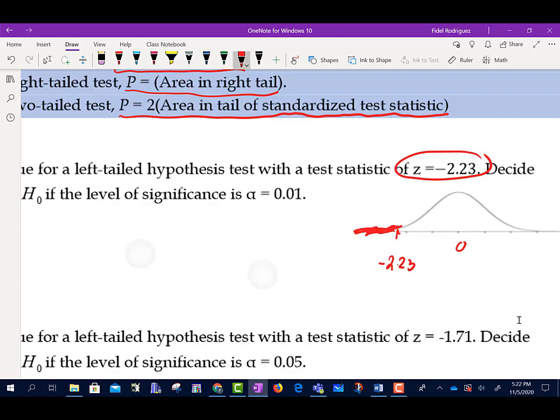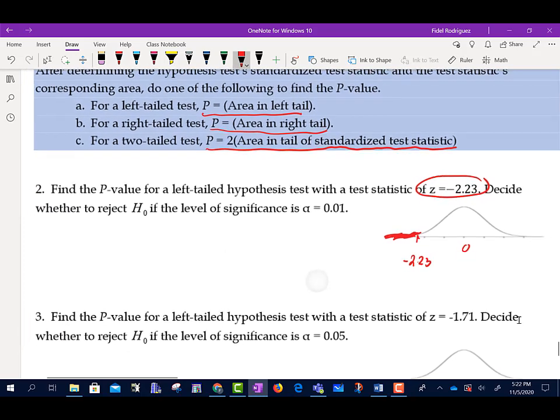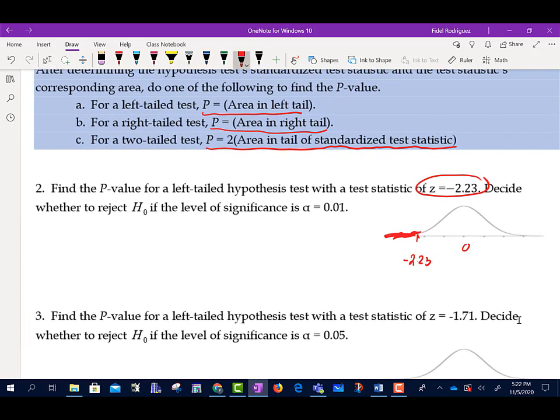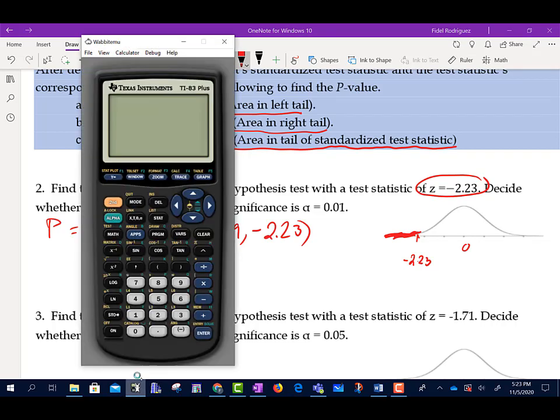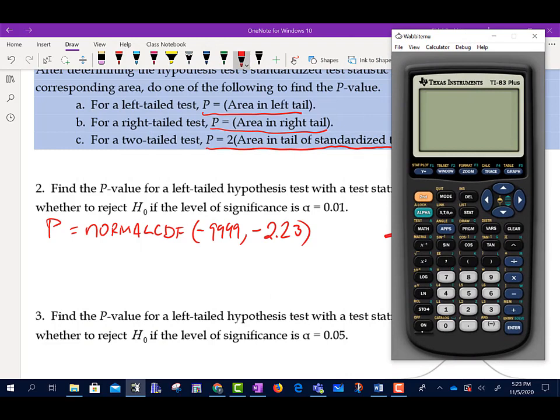Remember, if I'm trying to find the area to the left, the way I'm going to find my p-value is I'm going to use normal CDF, and I'm going to enter negative 9999 and negative 2.23. Okay, so let me get my calculator. It's right here. Move it over. Let me turn it on. Let me clear that out.